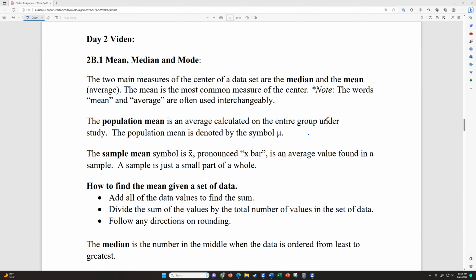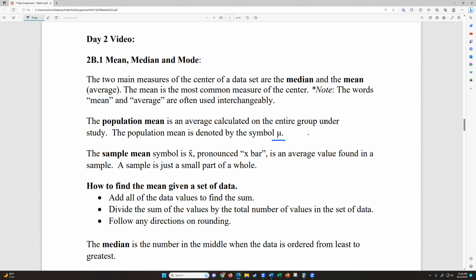There are two different types of mean when we're looking at a data set. The population mean is the average calculated from the entire group under study. And that uses this Greek symbol, mu. That is how you would say, I'm talking about the population mean. You would write that symbol to let someone know that you had averaged all of the data for the entire group in the study.